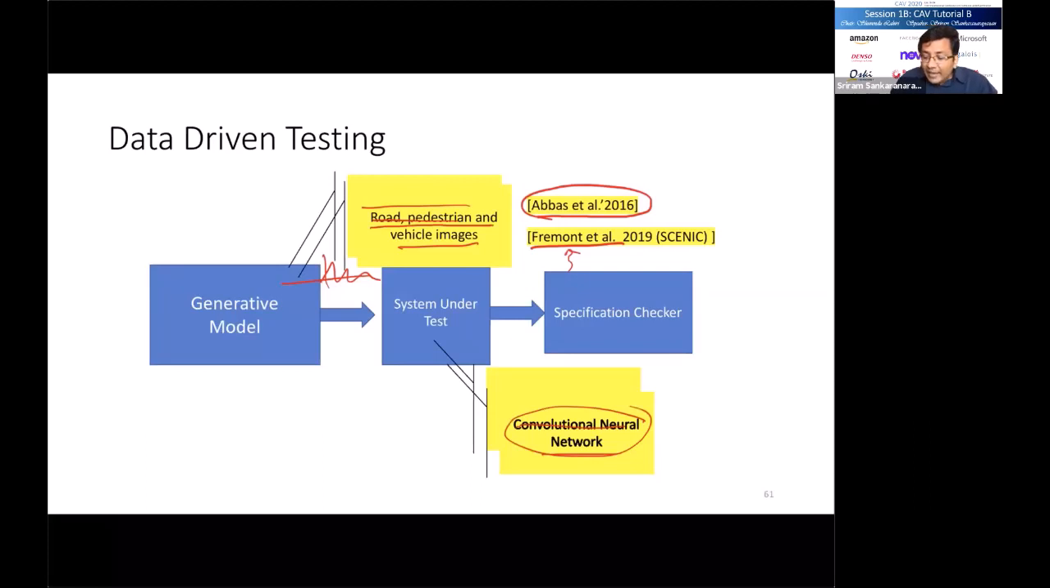And here, the generative model generates lots and lots of test cases for us to test a system, which is really nice because it gives us a systematic way of writing test cases that are somehow probabilistic and adding constraints.